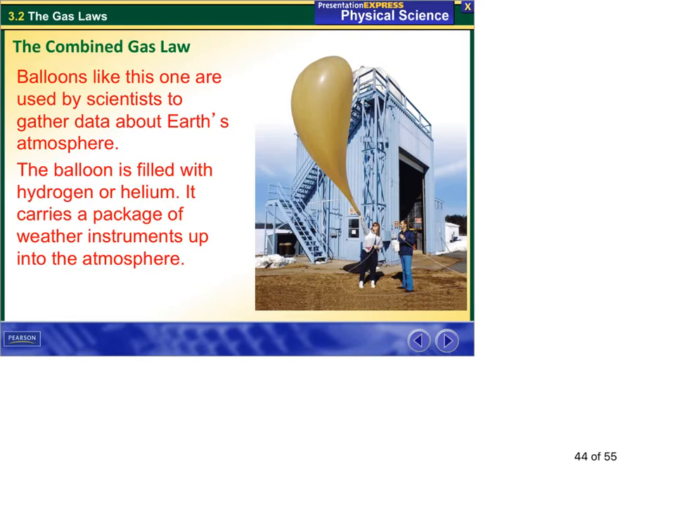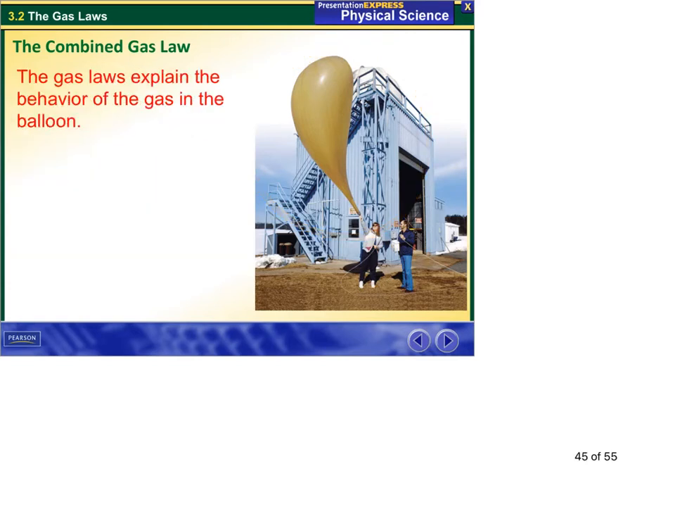Combined gas laws. Sometimes scientists will use balloons to do weather checks, called weather balloons. Balloons filled with hydrogen or helium carry weather instruments up. So these scientists are going to need to know a lot about pressure, volume, and temperature of the gases.